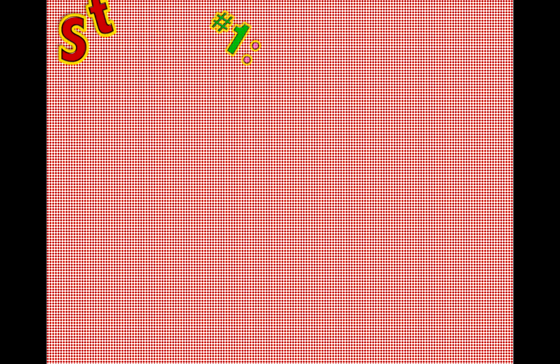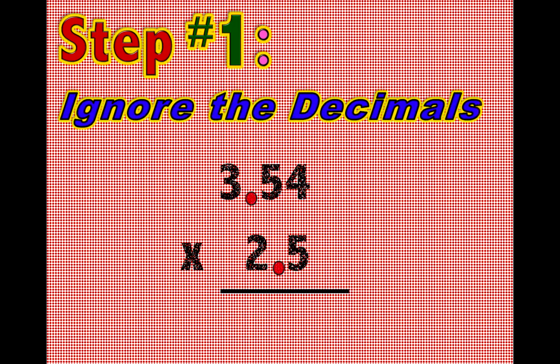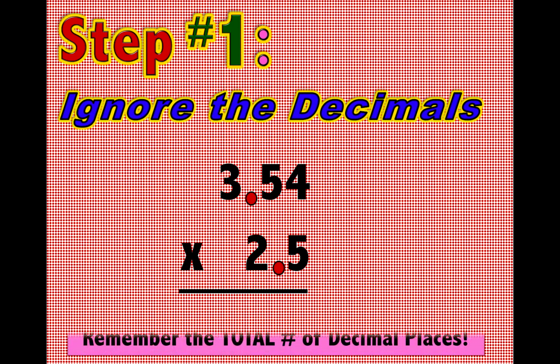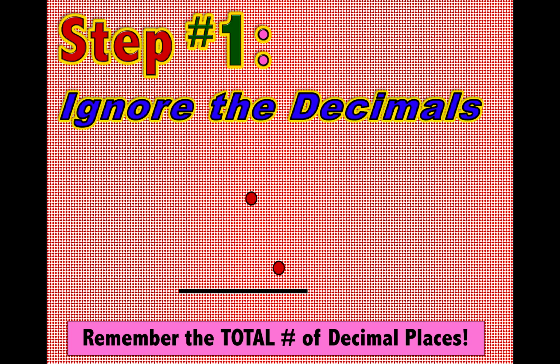Step number 1. Ignore the decimals. But remember the total number of decimal places. Let's look at this problem. 3 and 54/100 multiplied by 2 and 5/10.